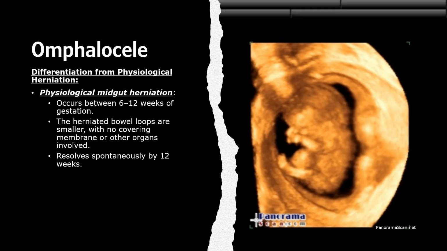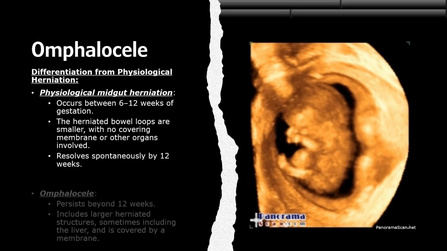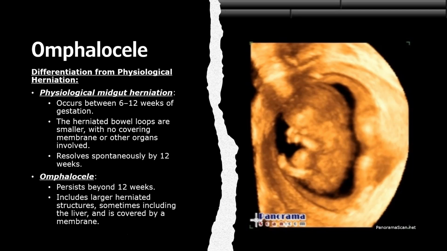On the other hand, in omphalocele, the herniation persists beyond 12 weeks and is more extensive. It may include larger structures such as the liver in addition to intestines. The herniated contents are also covered by a membrane, which is a distinguishing feature of omphalocele. Recognizing these key differences helps us avoid misdiagnosis and ensures accurate evaluation during the critical first trimester period.